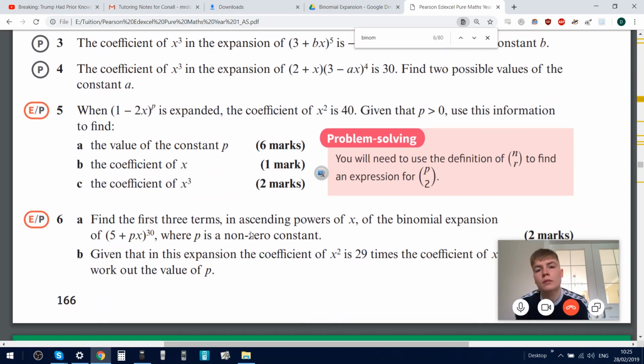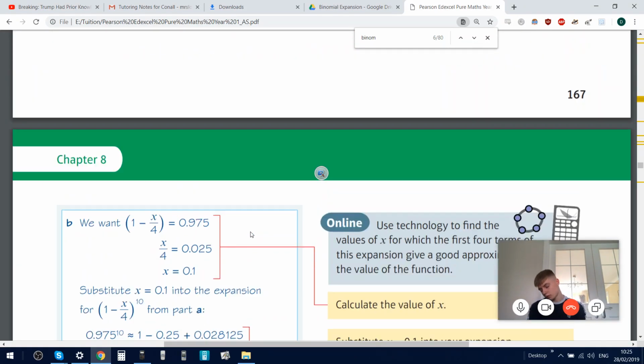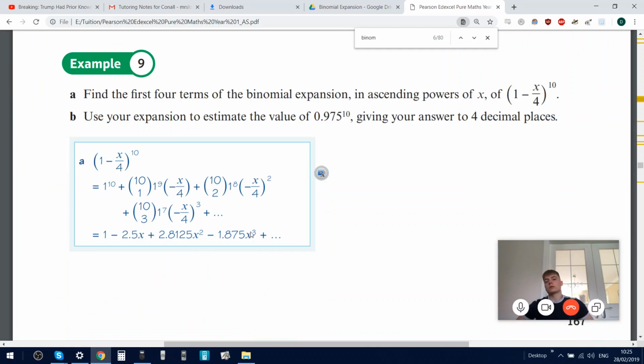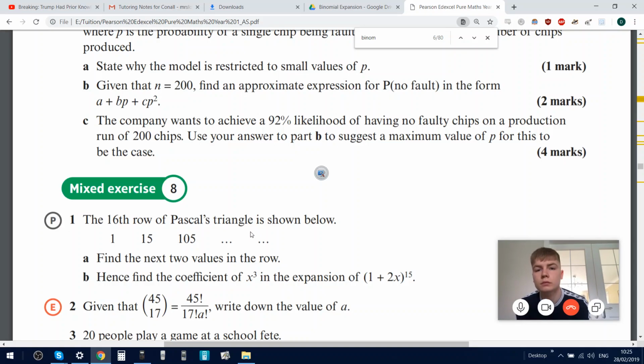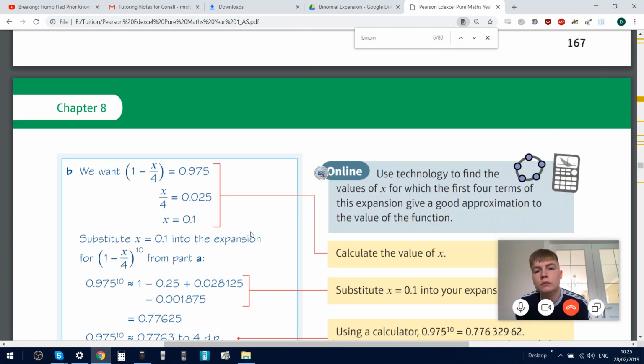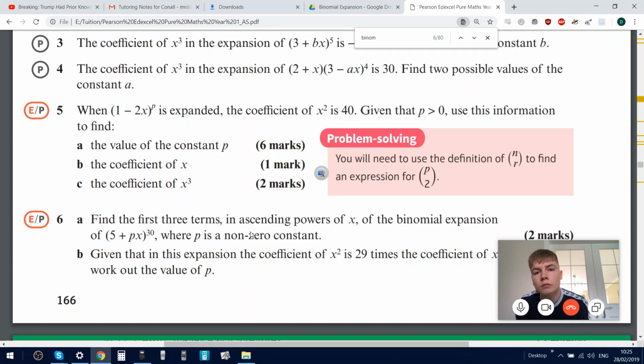1 minus 2x to the p is expanded. The coefficient next to it is 40. The constant of p, the coefficient. So those are the coefficients, okay. Lots of exam questions for that. Then find the first term and then use your thing to estimate. So we did lots of the estimating, and then it's mixed. So it looks like there's lots of exam questions for this one.